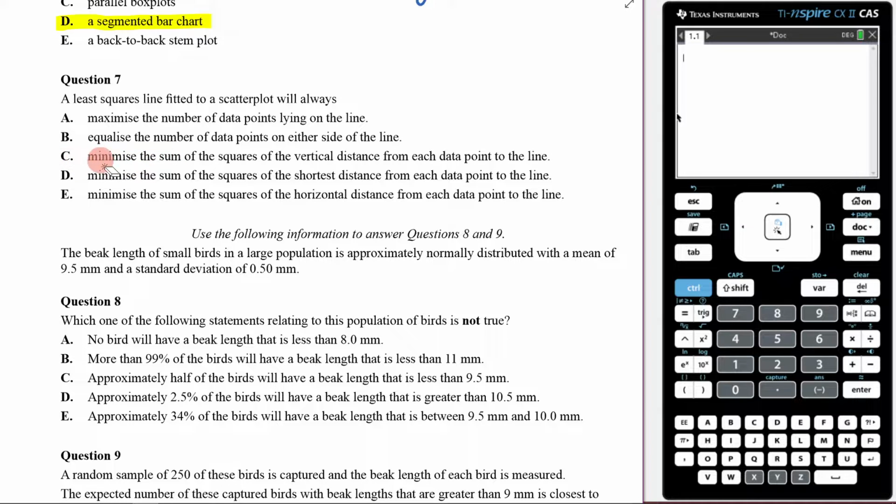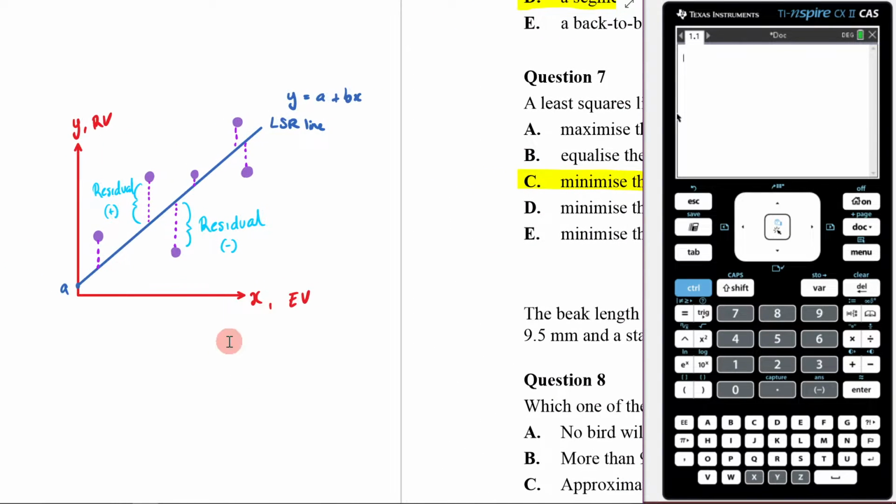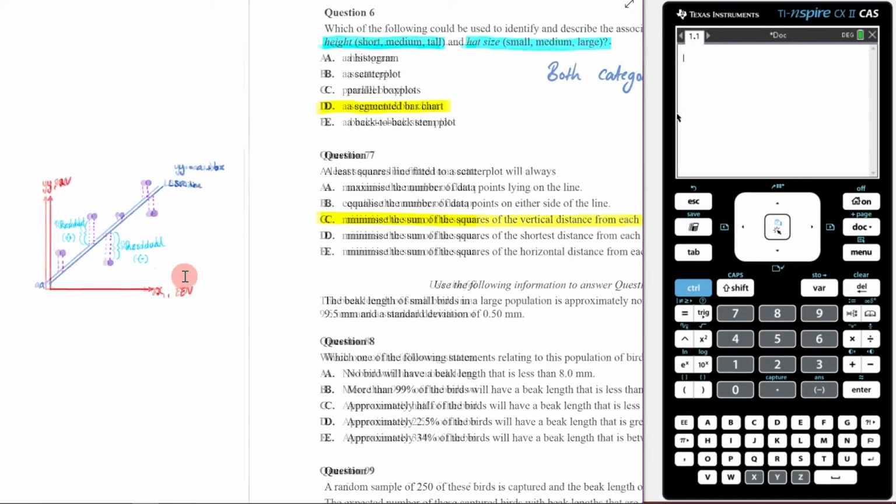That one right there. Oh, let's highlight it. There it is. Let's look at it for a second. Look here. Here is our data points in purple. What we want to do is draw this least squared regression line such that the vertical distance, called the residuals here, is the smallest. So that the sum of all of these vertical distances is the smallest. That's the whole point of the least square regression line. So that's why our answer is C.